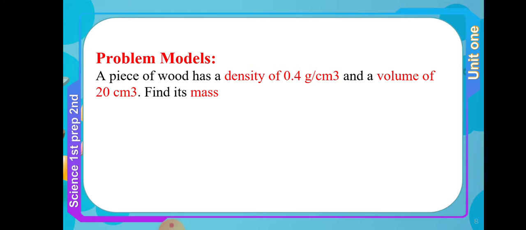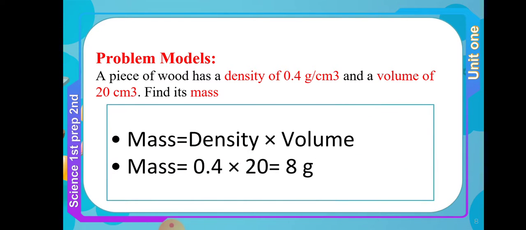Another problem: a piece of iron has a density of 0.4 gram per cubic centimeter and a volume of 20 cubic centimeter. Find its mass. As we know, the mass equals density times volume, so mass equals 0.4 times 20, which equals 8 gram.